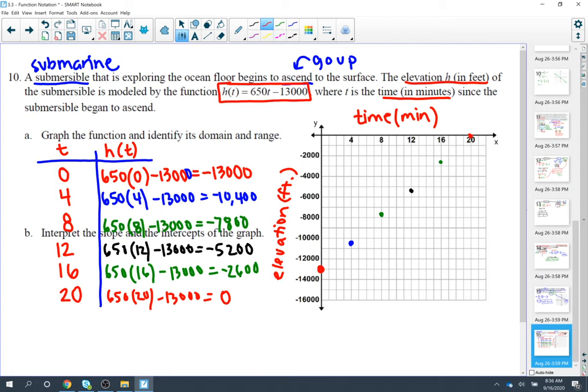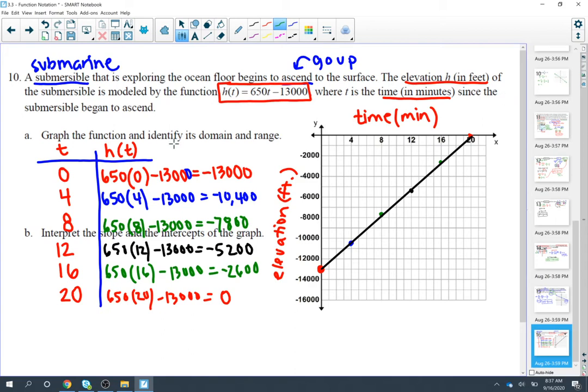Now, part A, graph the function and identify the domain and range. First of all, if we're going to finish graphing it, we're going to take a nice line and connect it. This line should not have arrows on it because of what we just discussed. It started down here at negative 13,000. That's as low as it went, so we're not going to put an arrow on that and keep going lower. Just like we're not going to put an arrow on this and keep flying into the sky. A submarine does not do that.